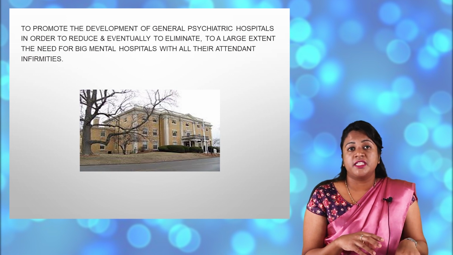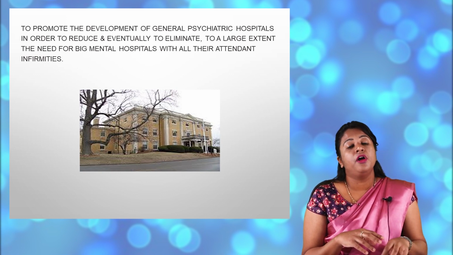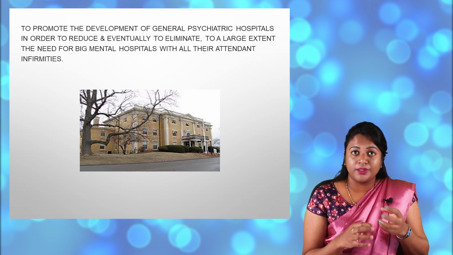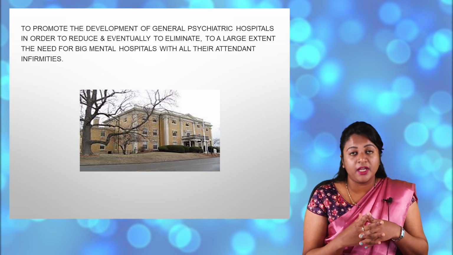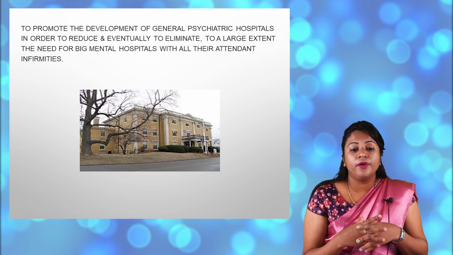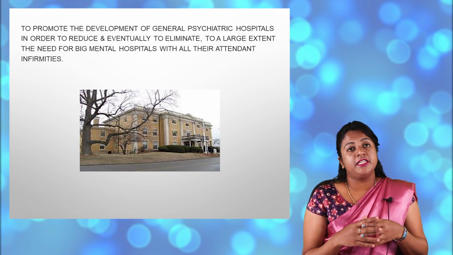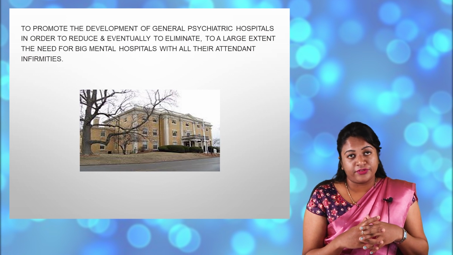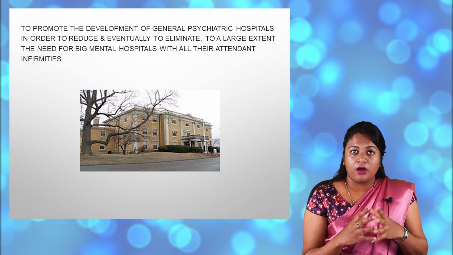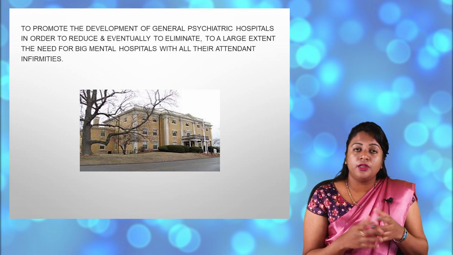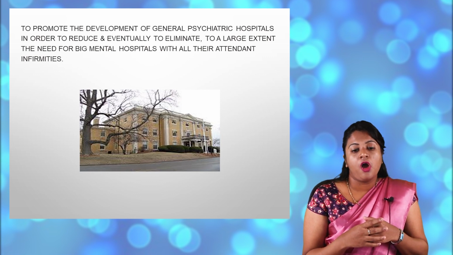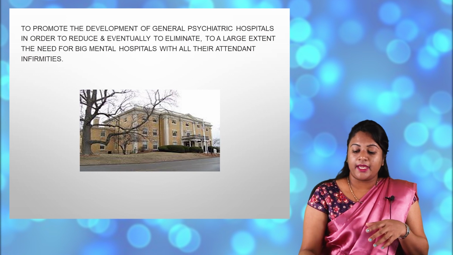So this policy had the objective of having the psychiatric department in the medical college so that they could produce the psychiatric manpower for treating mental disorders, and also improve the treatment facilities at the secondary level of care, and promote the general psychiatric hospitals in order to reduce the shortage of mental hospitals, right? So that was the second objective.